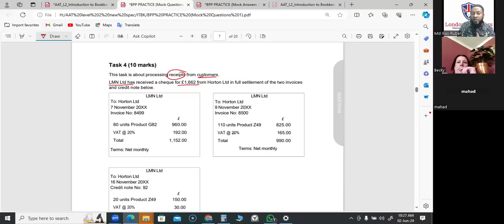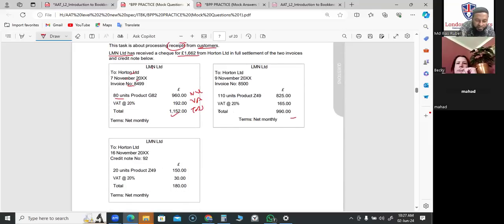Let's assume you're the accountant for Element. So you do accounting on behalf of Element, not Horton. From Element to Horton, there's the date, invoice given, 80 units. This is the net, this is the VAT, and this is the total gross. One item, another item. And do you see this is a credit note? This is a minus in the receivables. Horton's supposed to pay Element this much money, 1152 and 990.